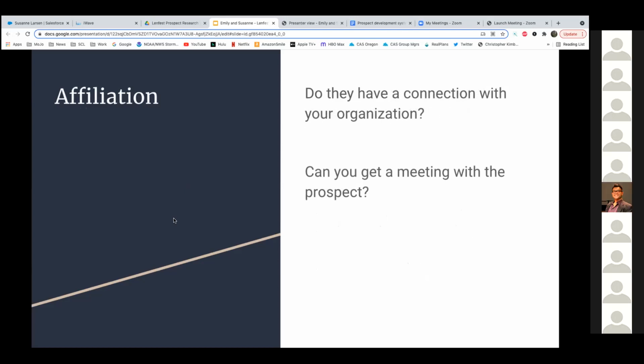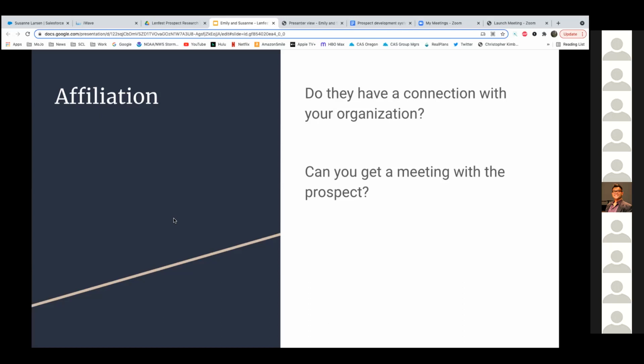And our last one is affiliation. In my opinion, this is the tricky one. Do they have a connection with your organization, and can you get a meeting with this prospect? To me, this is key. This is exactly why you need a researcher, because they can find overlaps in these relationships and find the link between people, and are often patient people who can do the digging and know how to do the digging and know where to look for it.